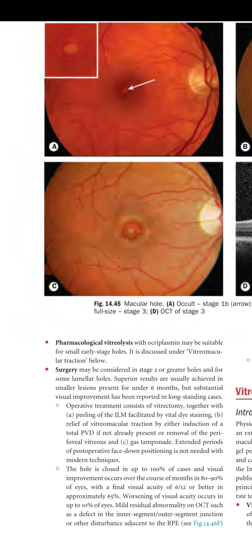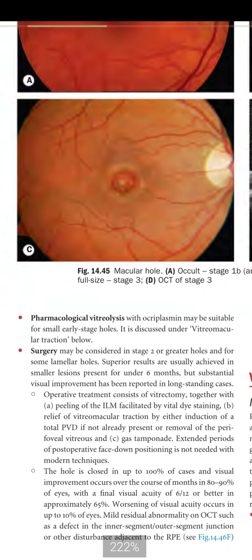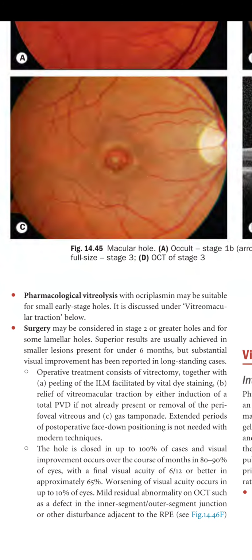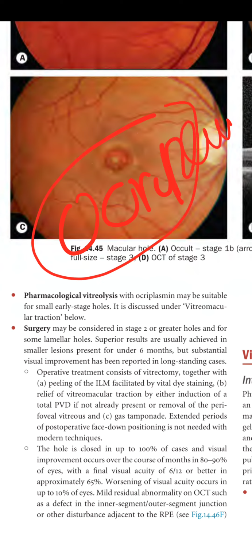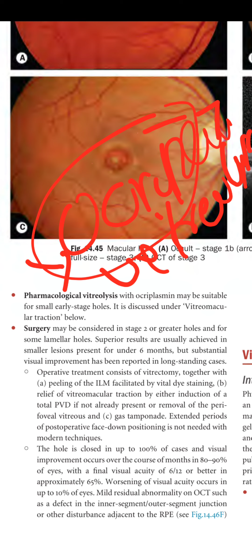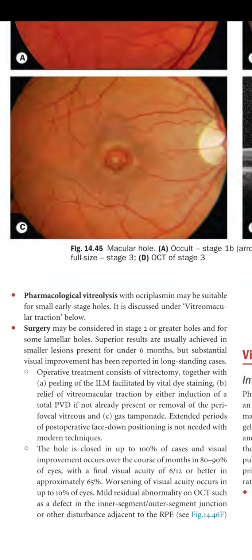There is another thing which is known as pharmacological vitreolysis with ocriplasmin, which may be suitable for a small early stage hole. So there is a drug called ocriplasmin, and it can be used because it is a vitreolysis. It lyses the vitreous, so it is also used in small early stage holes. It is discussed in vitreomacular traction below.